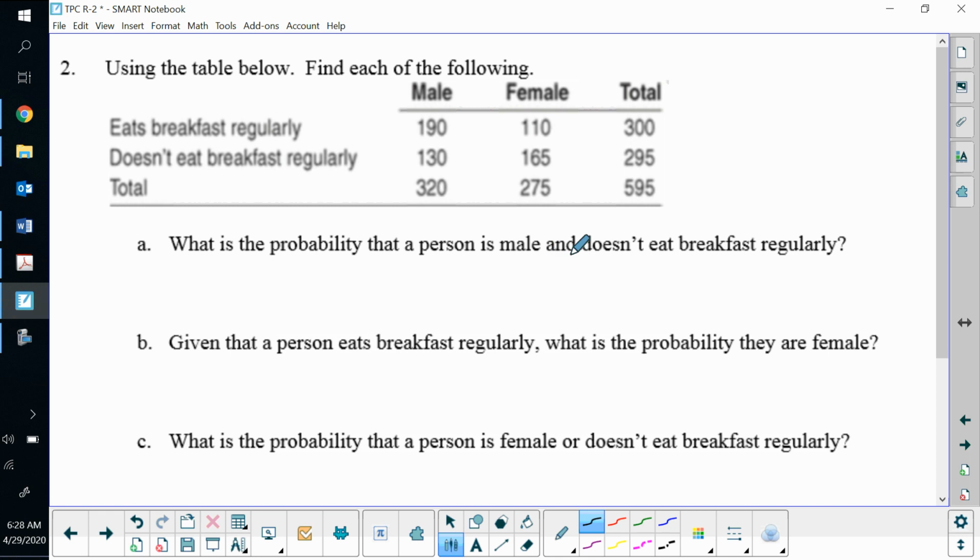What's the probability the person is male and doesn't eat breakfast regularly? So if it's an and, just look for the crisscross. Here's male, doesn't eat breakfast regularly, so we got 130 over 595. Given that a person eats breakfast regularly, so we're focusing only on the eats breakfast regularly, what's the probability they are female? So using only numbers from that row, we have that there's 110 females out of 300 total in that row.